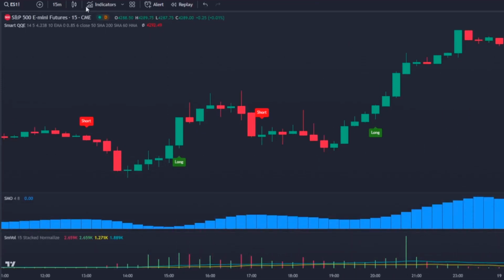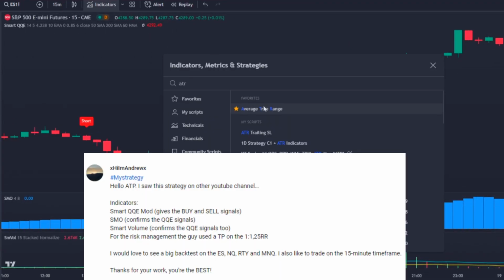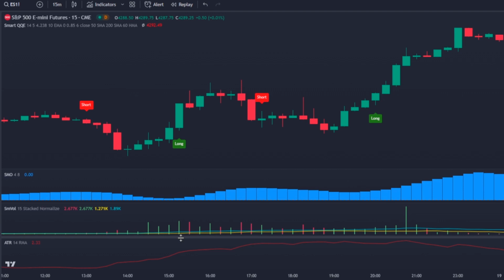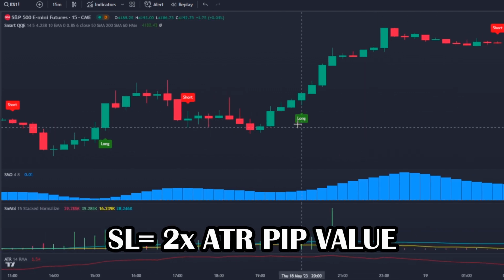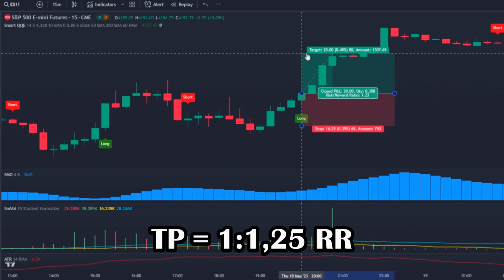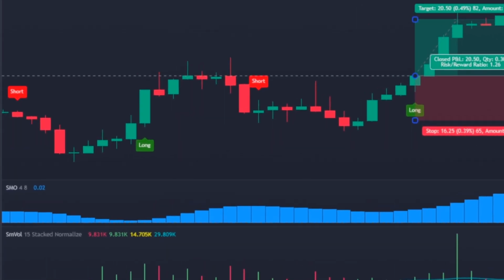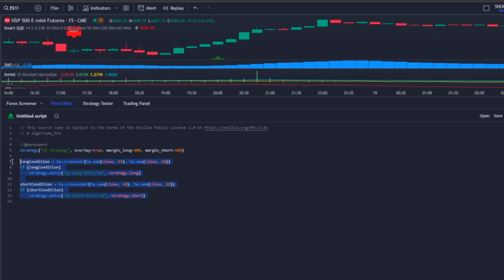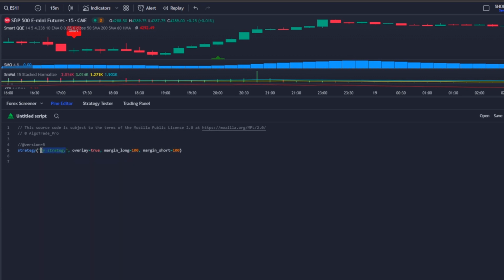For the strategy's risk management, I will follow the request of my subscriber, and so I will use the formula 2 times the ATR pip value to place every stop loss, and the take profits will be on a 1 to 1.25 risk to reward ratio. In order to discover the real performance of this trading strategy, I'm going to code it using PineScript. I will code it and I will be right back.